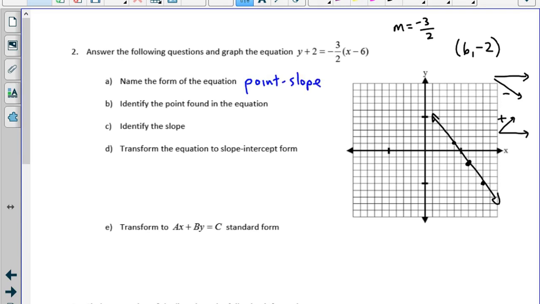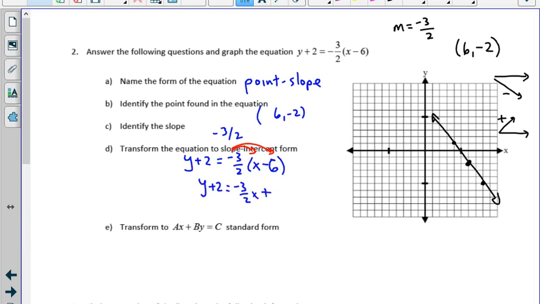So this is a point slope equation of the line. Identify the point. Oh, we already did that. Identify the slope. Oh, we already did that. Transform the equation to slope-intercept form. Okay, now we can manipulate things a little bit. So if I start with y plus 2 equals negative 3 halves x minus 6, I'm going to use the distributive property. So I end up with y plus 2 equals negative 3 halves x plus 18 halves, which is the same thing as plus 9. Notice that a negative times a negative equals a positive in that particular case.